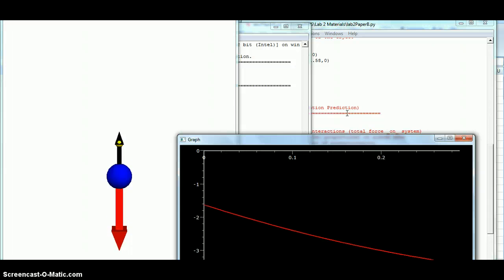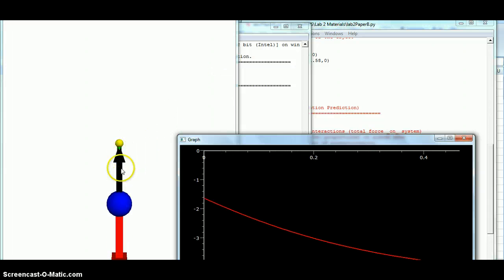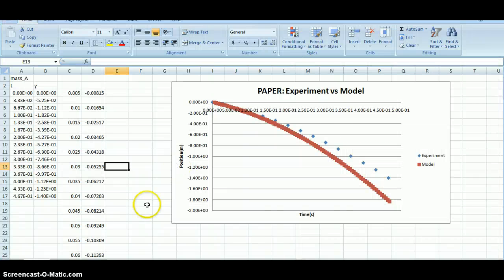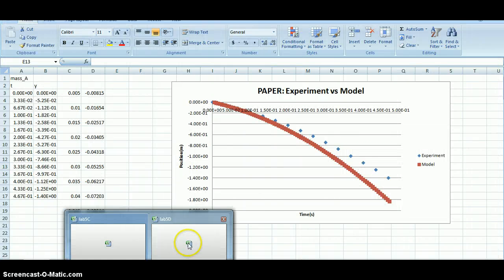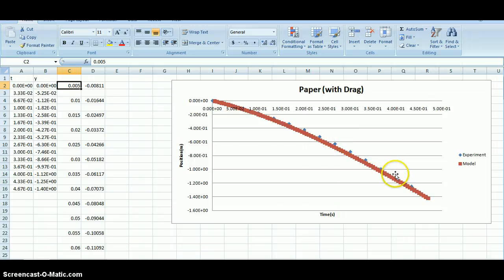And here's the motion with the drag force. The black arrow now represents this drag force, and it gets bigger as the drag force increases due to the magnitude of the velocity increasing. I compared that to my experiment and found that it matched up quite nicely. So obviously on the paper ball, drag force was a big factor.